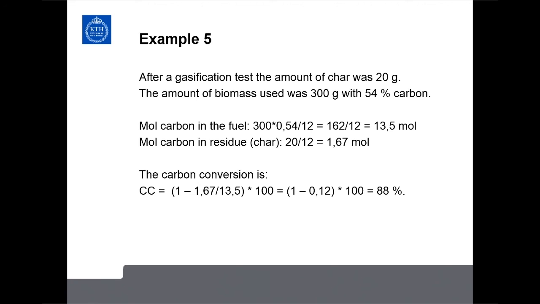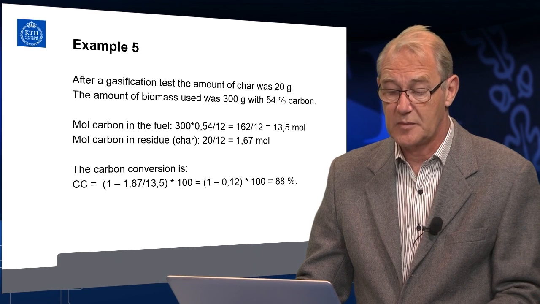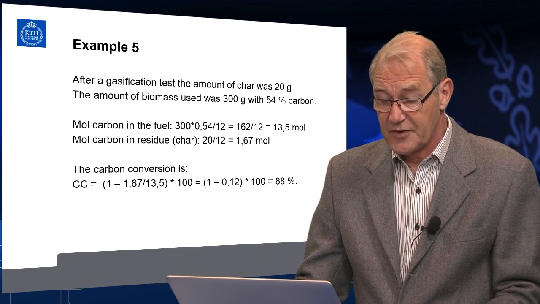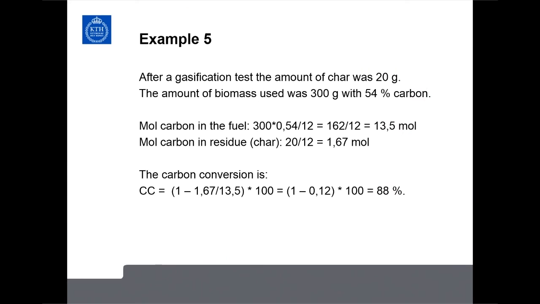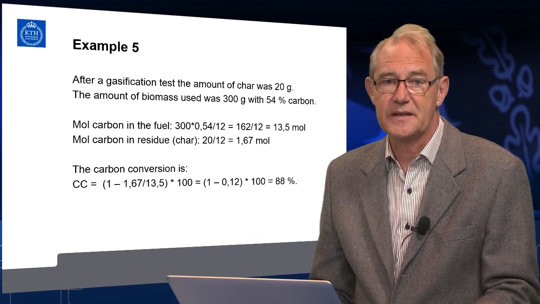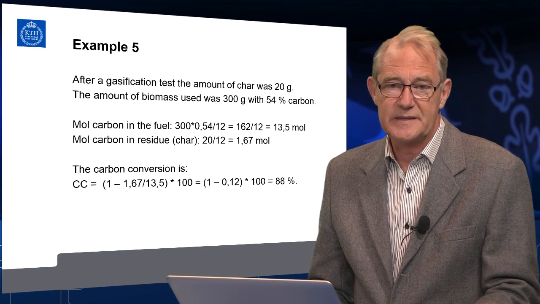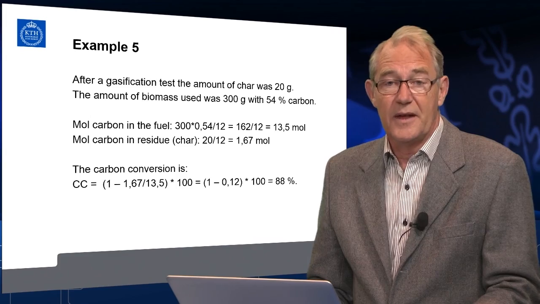Then we can calculate the number of moles of carbon in the fuel, and we can also calculate the number of moles of carbon in the residue. And we have done that, we can see we have 13.5 mole of carbon in the fuel, we have 1.67 mole of carbon in the residue. So we use the formula that we previously saw, and as you see, the result of the carbon conversion is 88%. This was the last slide in this course, and we have gone through the most basic principles in calculation in biomass thermochemical conversion. Thank you very much for your attention.